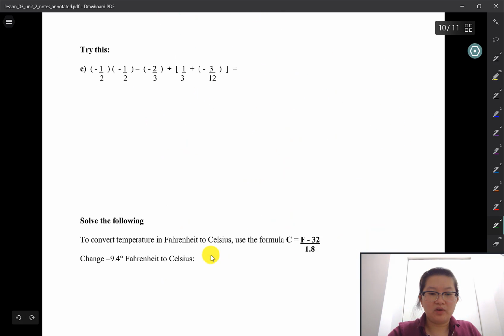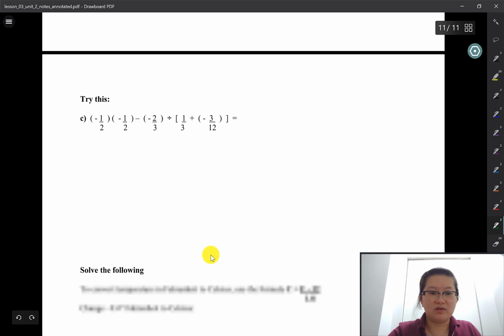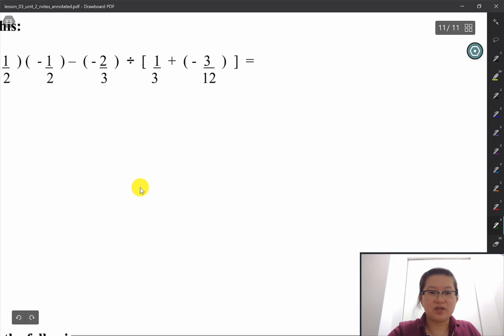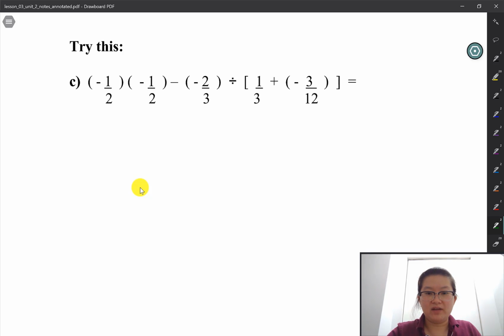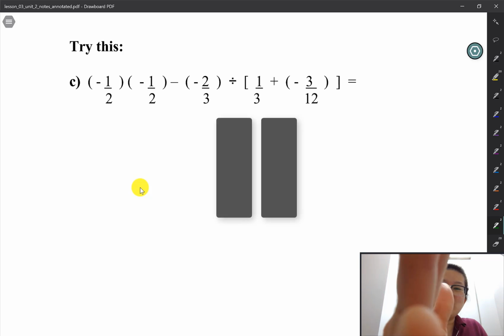Can we do both of these problems? I think so. So let's get crunching. Okay, so try this. Well then, very long, but it is doable. Make sure we follow the order, BEDMAS. Otherwise, try this yourself. Good time to pause the video.